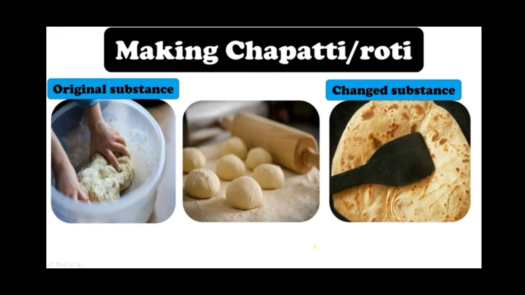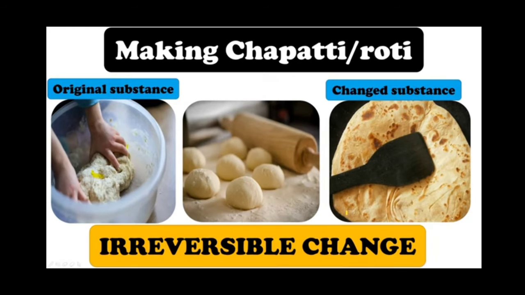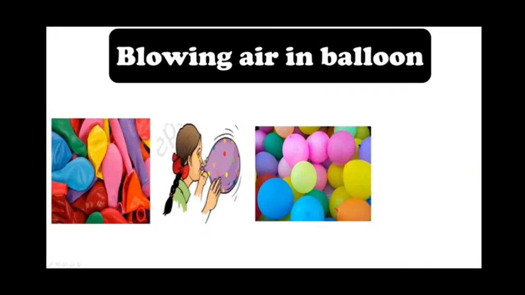The next example is chapati, making chapati or roti. The first substance you can see here is the original substance. Now I have turned it into the changed substance, fully chapati, by making it on the pan. So can I get this chapati back into the original substance? No, right? We cannot change that. That is called an irreversible change.